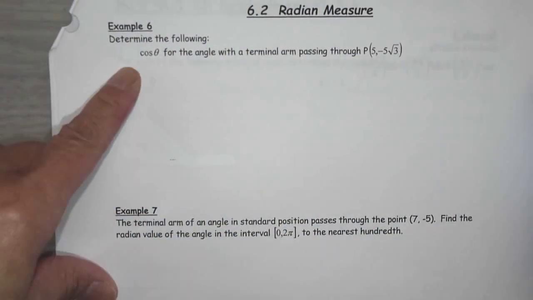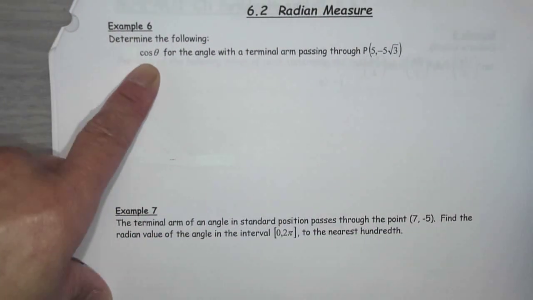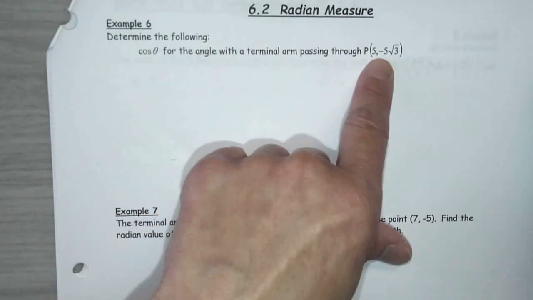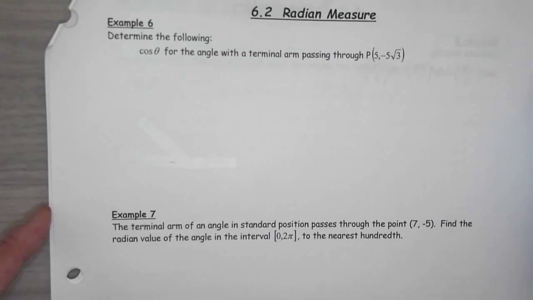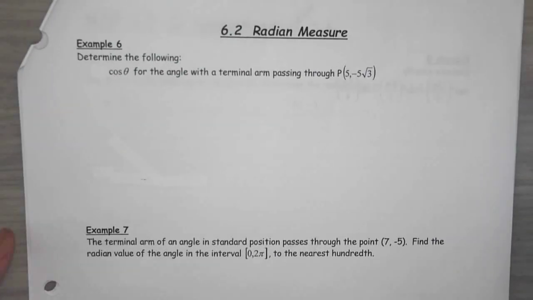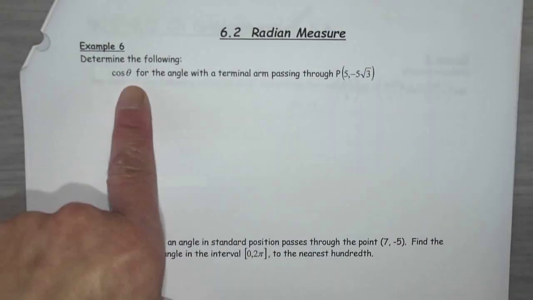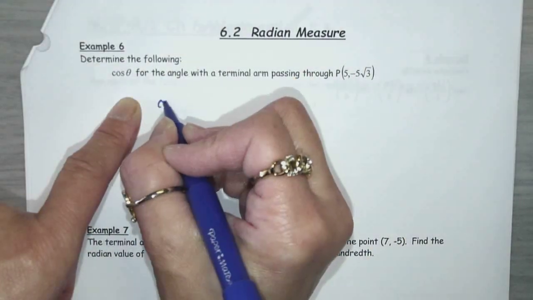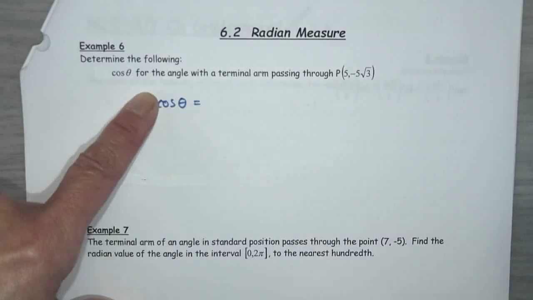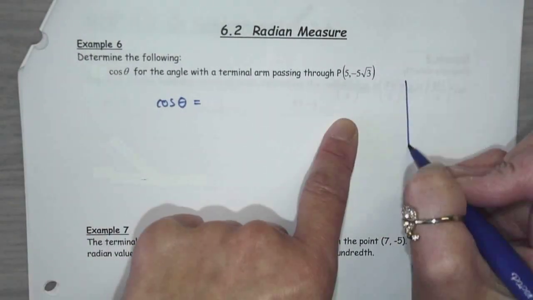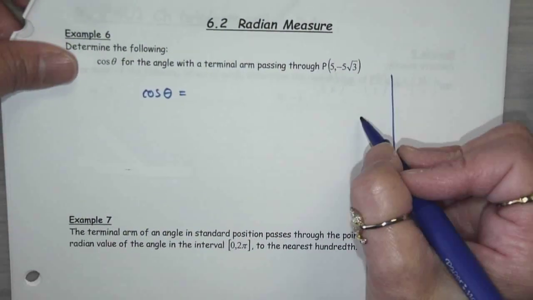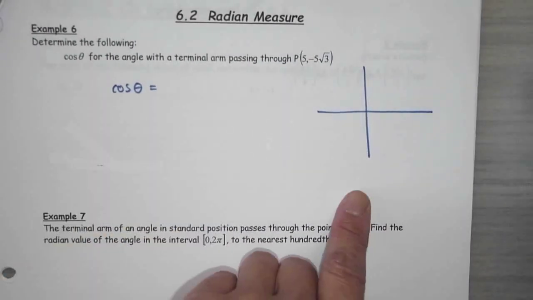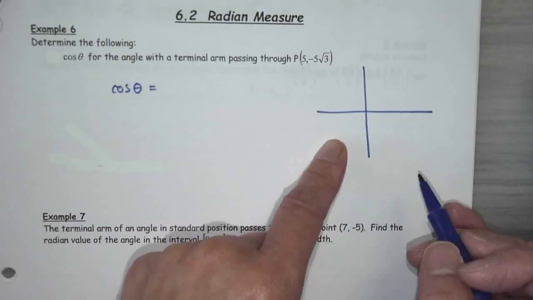Okay. Determine the following. I want you to determine cos theta for the angle with the terminal arm passing through here. So again, I'm going to draw it. Terminal arm passing through this, and I want to find cos theta. So this is cos theta equals, that's what I'm looking for. I'm going to draw it over here. Make sure your diagrams aren't too small so you can read your own writing. So when you're drawing, especially on rough paper, make sure you can read it.